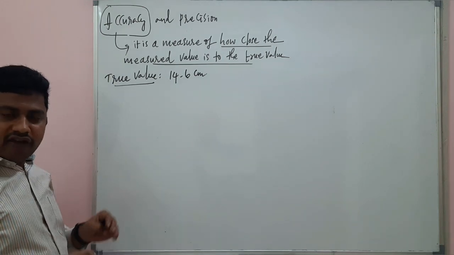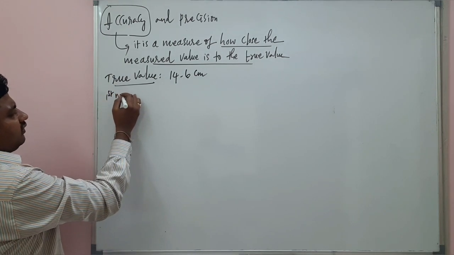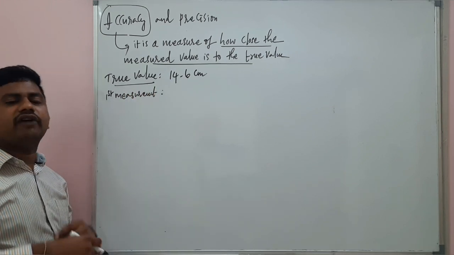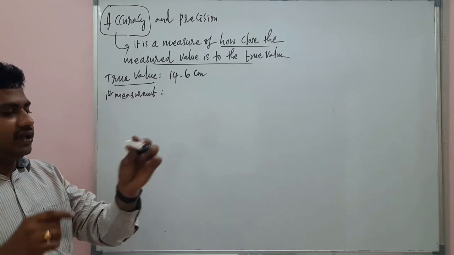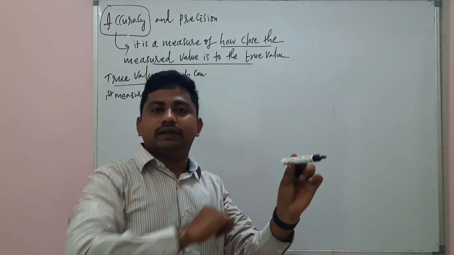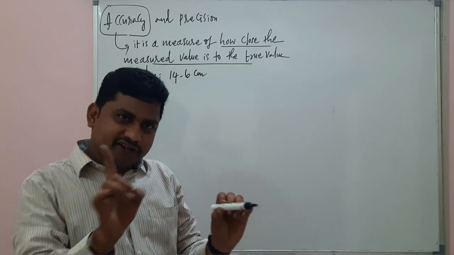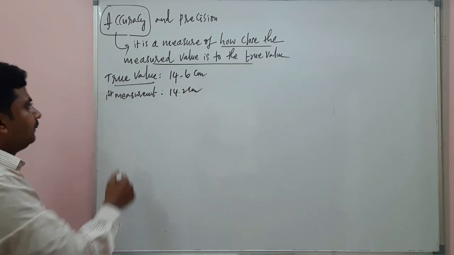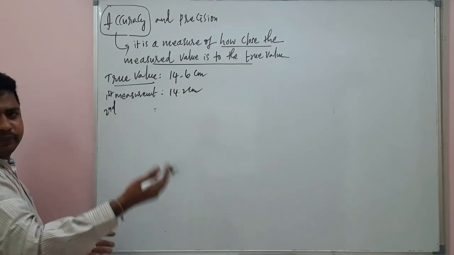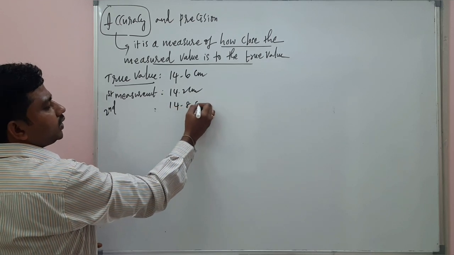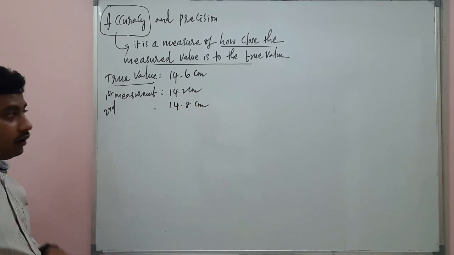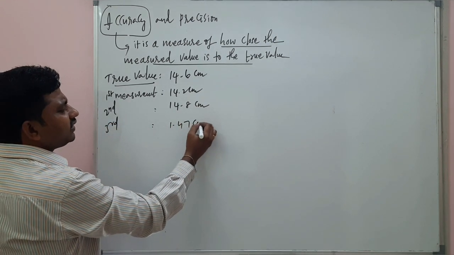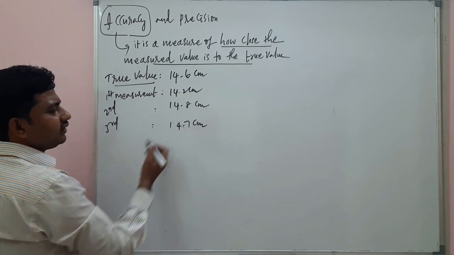Now, I have measured. For the first measurement, or the first person, I have given a scale and the same pen. Same scale and same pen. The first person measured it as 14.2 centimeters. The second person measured it as 14.8 centimeters. And the third person measured it as 14.7 centimeters. Alright? 14.7 centimeters.